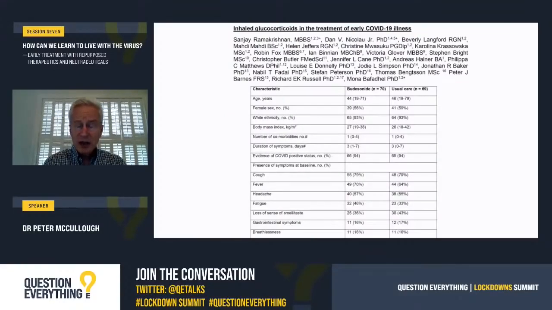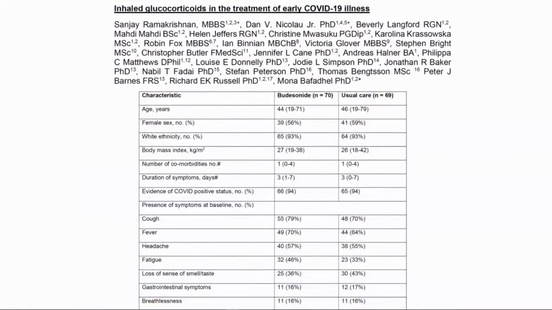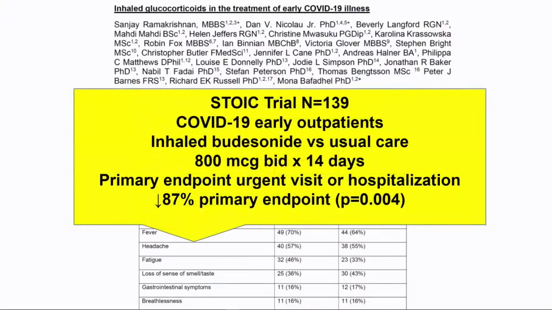Here's a trial of inhaled corticosteroids. So this was proposed originally by Dr. Richard Bartlett in Texas, but the British have done a trial, the STOIC trial, outpatients, inhaled budesonide. Next slide. And the dose was 800 micrograms twice a day for 14 days.